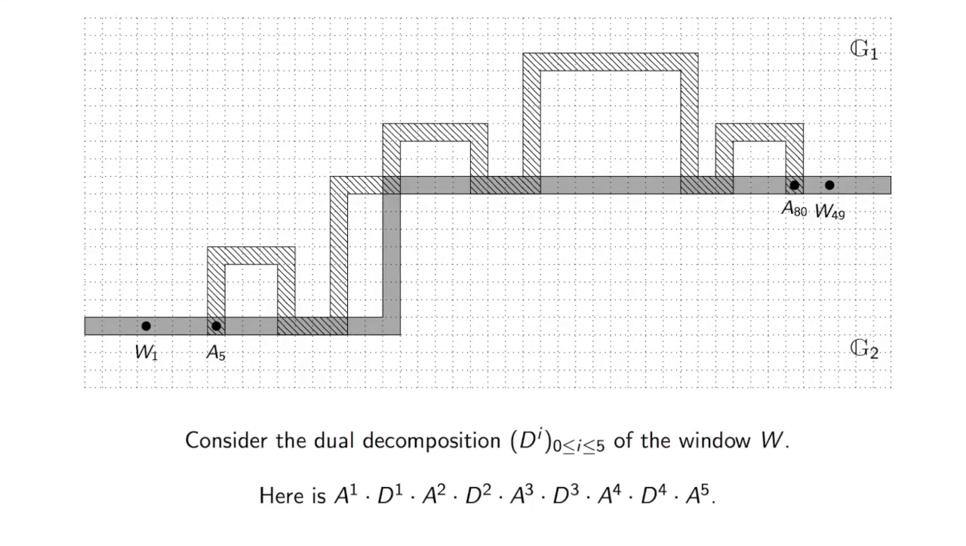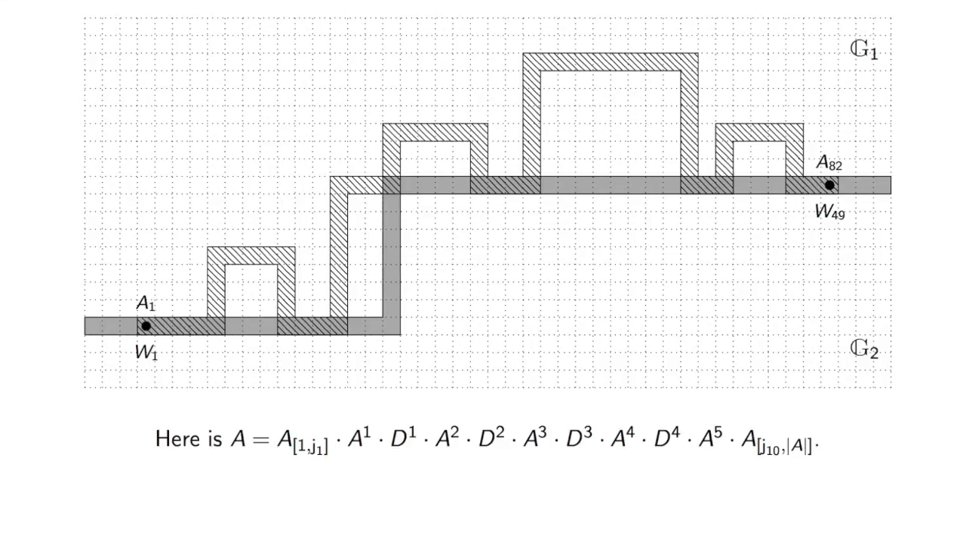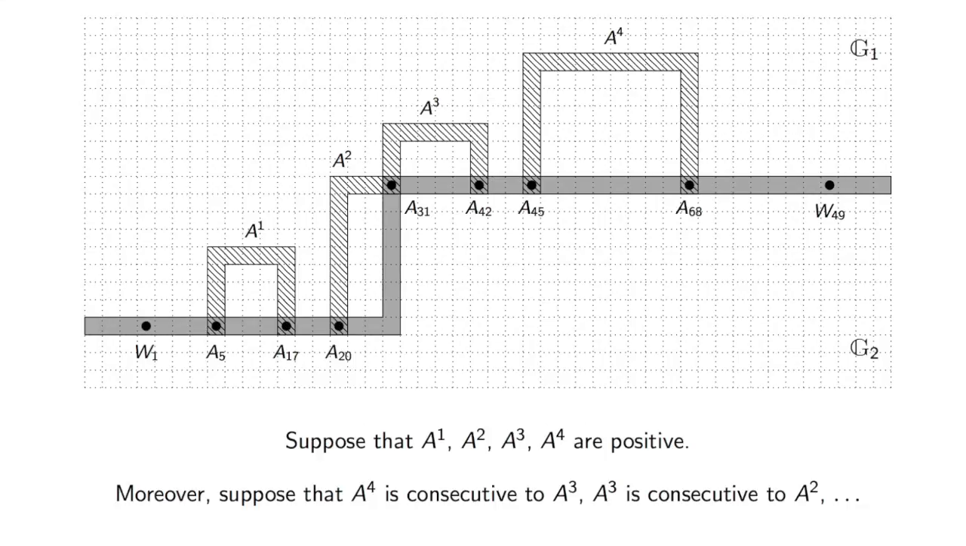Now consider the dual decomposition of the window W associated to this decomposition. Moreover, consider the concatenation of the finite dual segments and the arcs of the decomposition. We almost obtain the arc A. By adding the beginning and the end of the arc A to the previous path, we obtain the arc A. A decomposition in extremum arcs is useful to decompose an arc into segments of the window W and positive elementary arcs. Now we proved that for any positive extremum arc, there exists a decomposition of this arc in elementary arcs.